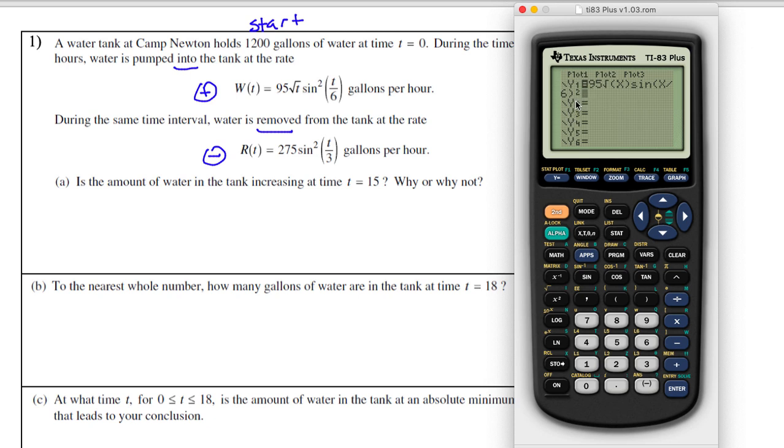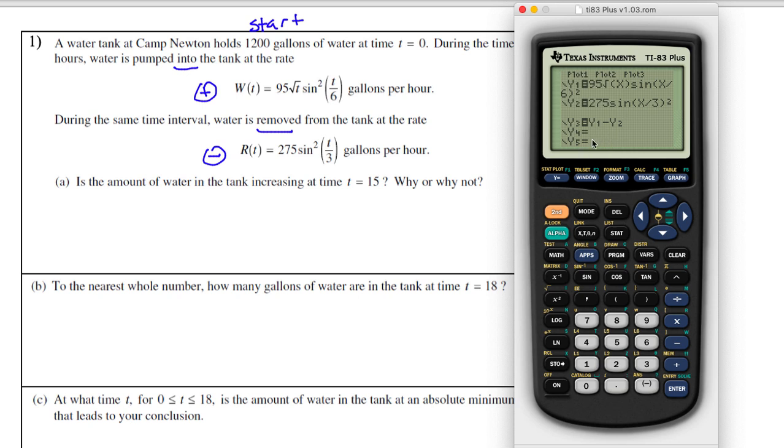I think I also had this calculator for the pretest. Okay, so we know how to do it now. Then type in the next one, 275 sine of t divided by 3, and then square it at the very end. So those are our two functions, and then the third function is going to be y1 minus y2. So VARS, right, enter 1 minus VARS, right, enter 2, y1 minus y2.